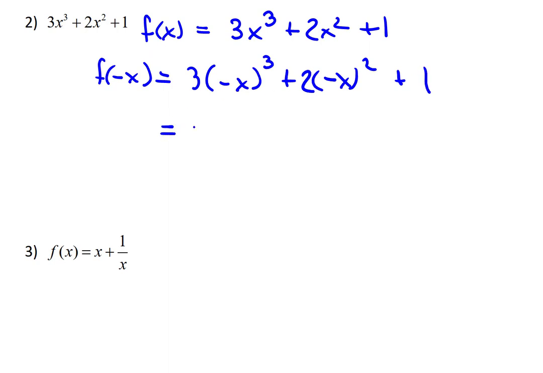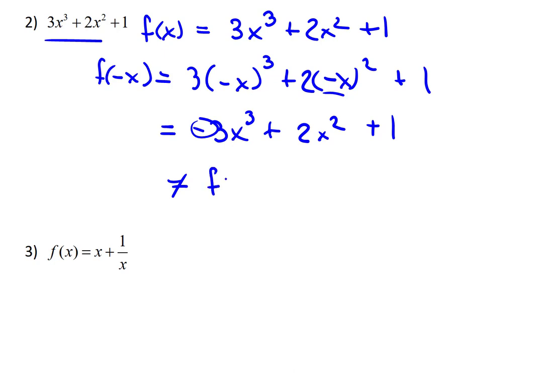And if I simplify this algebraically, notice when you have a negative value to an odd power, this becomes negative 3x cubed plus the middle term will be 2x squared because that negative value has an even power, and then plus 1. But notice this does not quite equal the original function as given because there's an extra negative sign in front of that first term, negative 3x cubed. And because of that, we cannot say that it's equal to f of x, which means it's certainly not even.